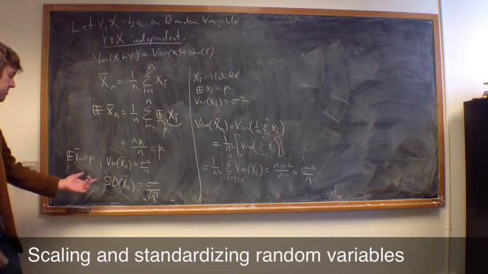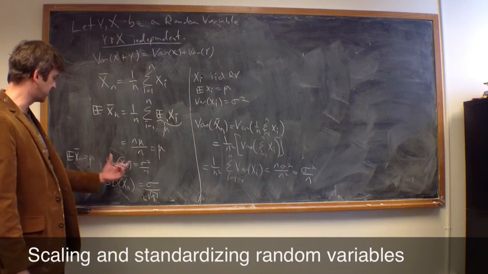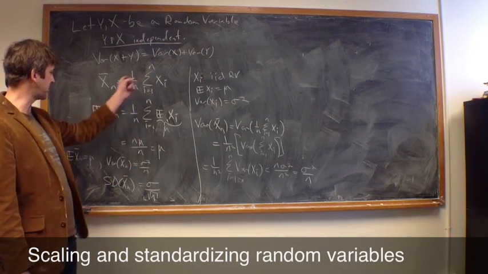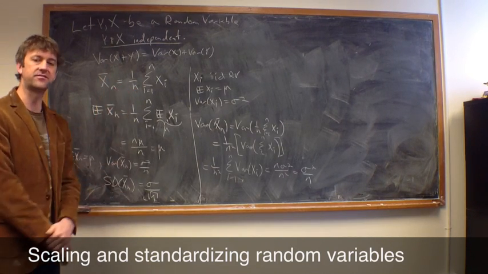So notice as n gets very big, the mean stays the right number, it stays what it should be, the average, but the variance decreases. So the fluctuations, how much this deviates from its mean, is going to 0.